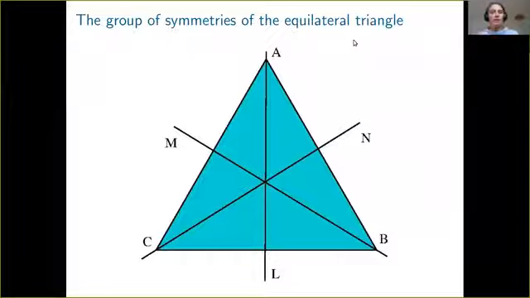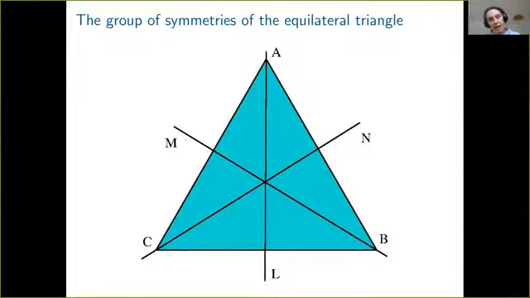Okay, so to try to explain that in slightly more formal terms, here's a picture of our equilateral triangle. It's got vertices A, B, and C, and its 3 axes of symmetry are labeled L, the vertical one, and the other 2 are labeled M and N, passing through B and C, respectively. So we're going to try to keep track of what happens when we move this triangle around with various symmetries.